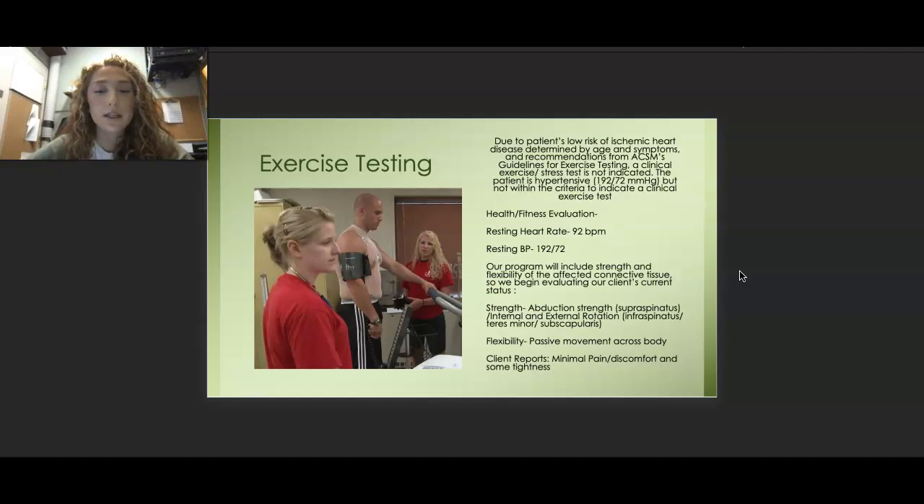And then a flexibility test, we just wanted to do passive movement across the body. So we had a therapist passively moving the shoulder through all different types of range of motion just to see where his limitations were. And then the client reports minimal pain and discomfort with some tightness as well, which is to be expected at this point in his recovery.